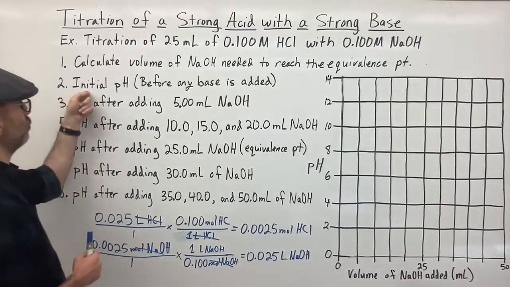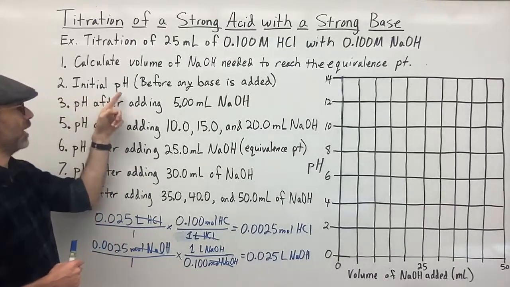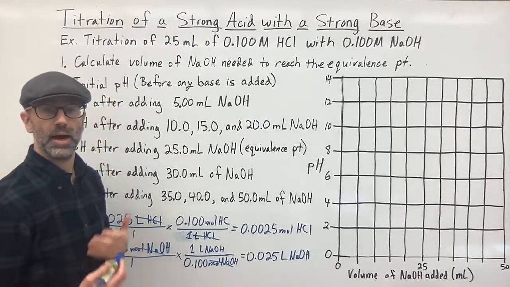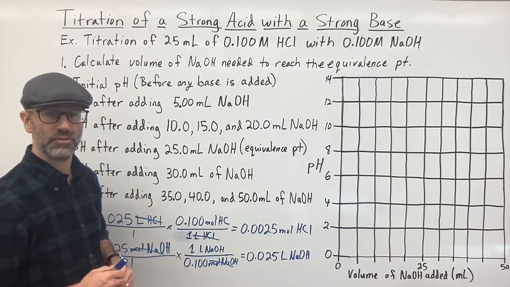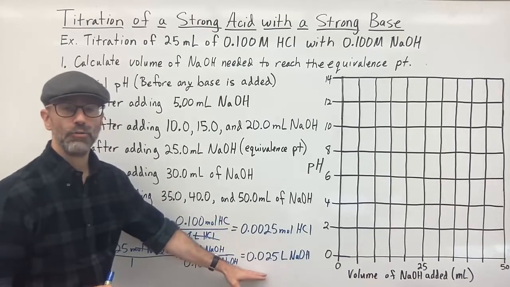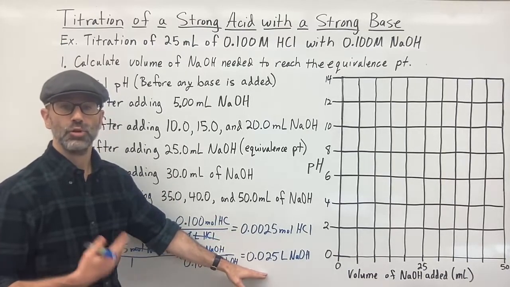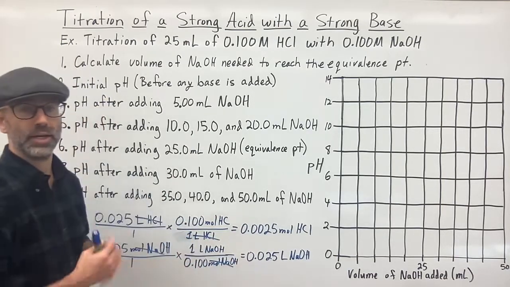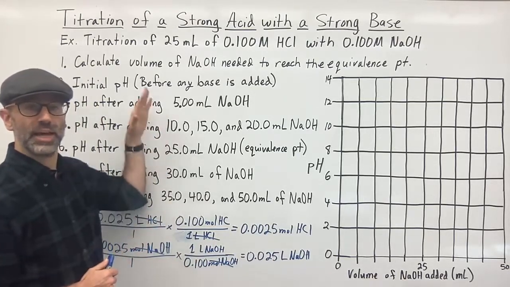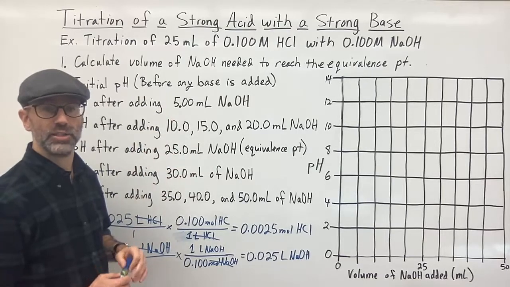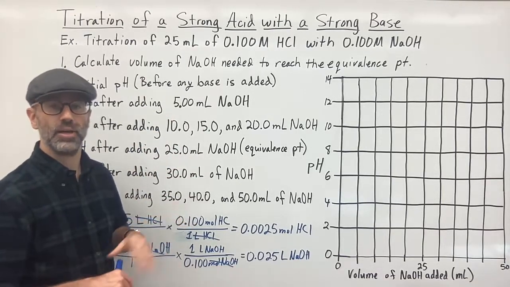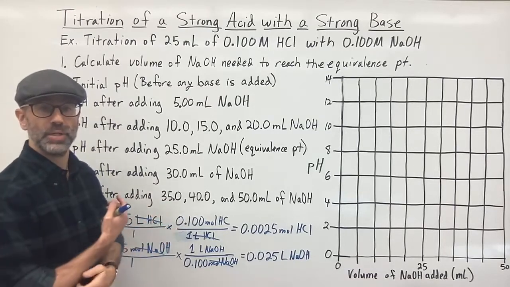So now step 2 is where I need to calculate the initial pH of the solution before I add any base. So at this point, once you've figured out the volume of base you need to reach the equivalence point, now I'm going to show you how to calculate the pH at various stages of the titration. So at the very beginning of the titration, before I add any base, we can calculate the initial pH of the solution.